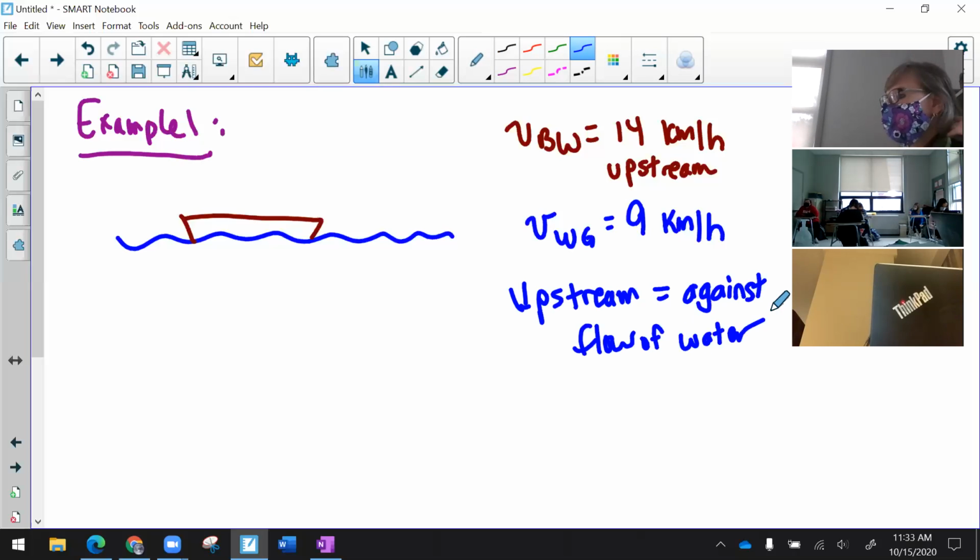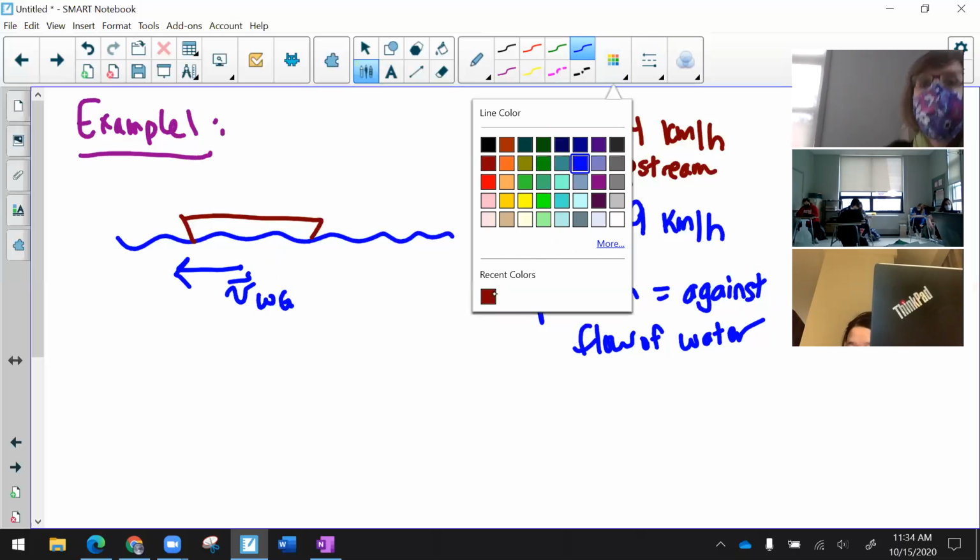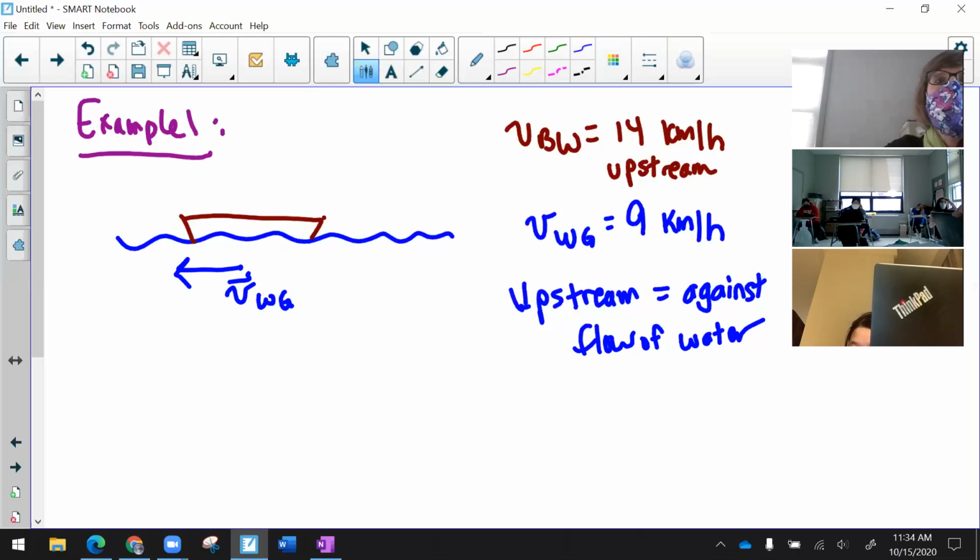Okay. So again, omniscient narrator that I am, I'm going to let the velocity of the water with respect to the ground go that way, towards the left. And I'm going to let the velocity of the boat with respect to the water go to the right.